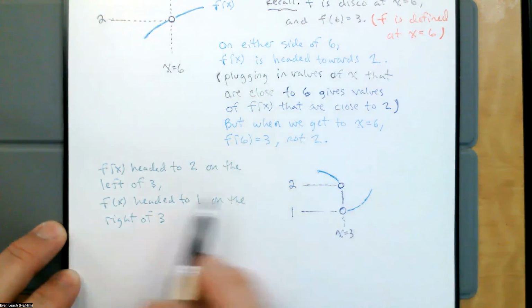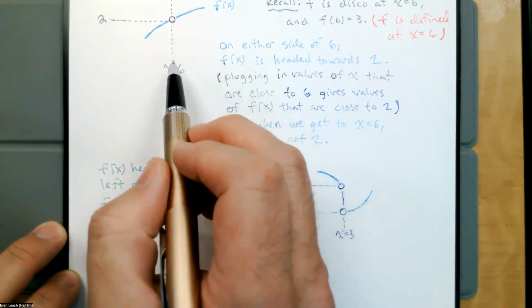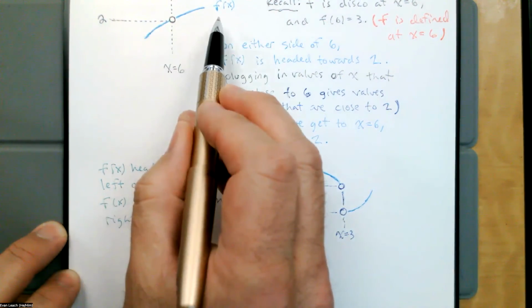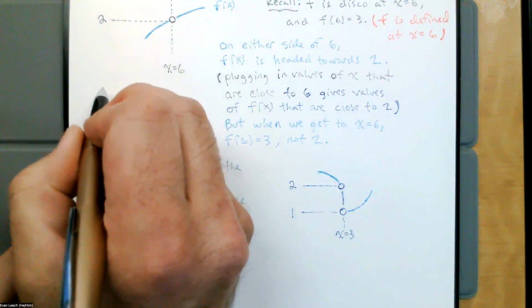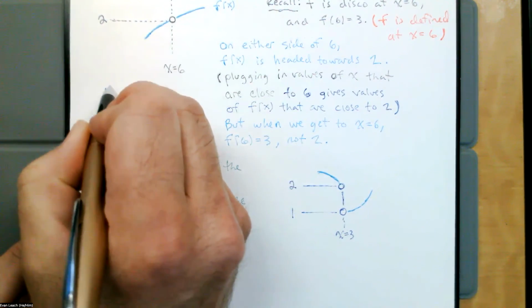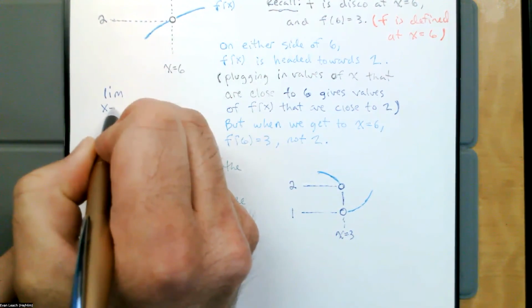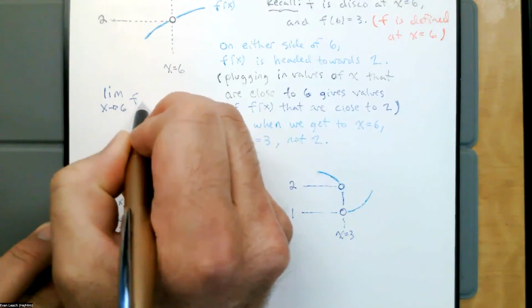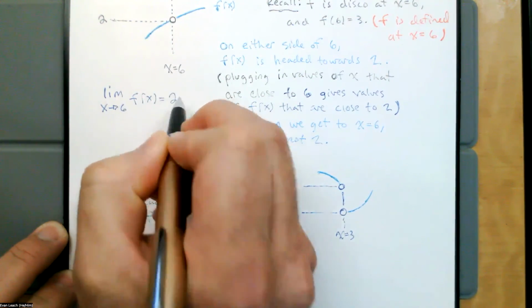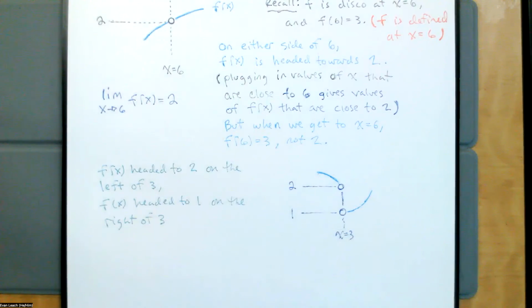In this case, we would say that the limit as x approaches 6 of f of x is equal to 2. Intuitively, this just means as we plug in values that are close to 6, we're getting values for the function that are close to 2. So that's the limit as x approaches 6 of f of x equals 2.